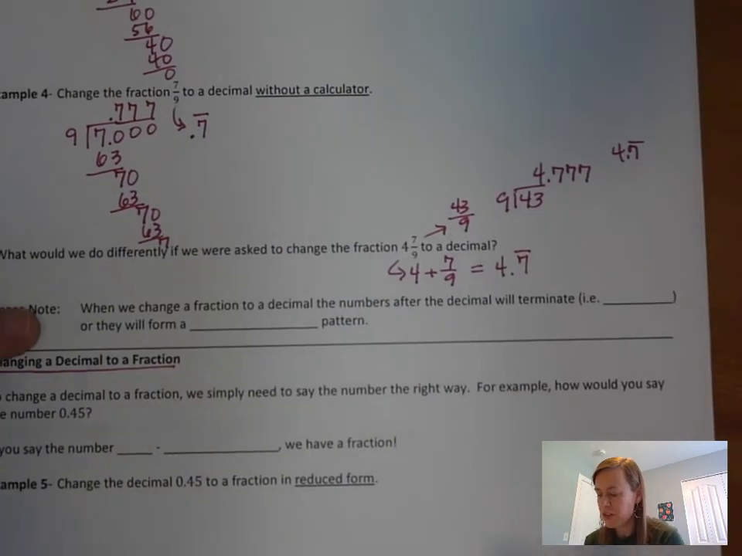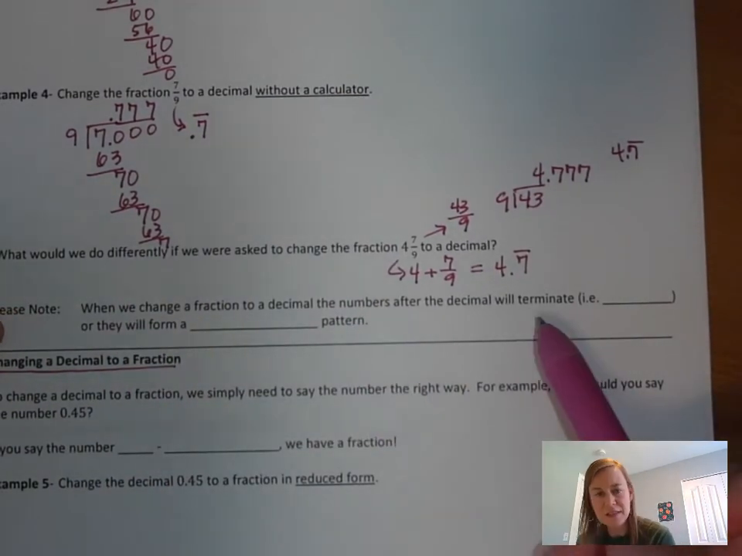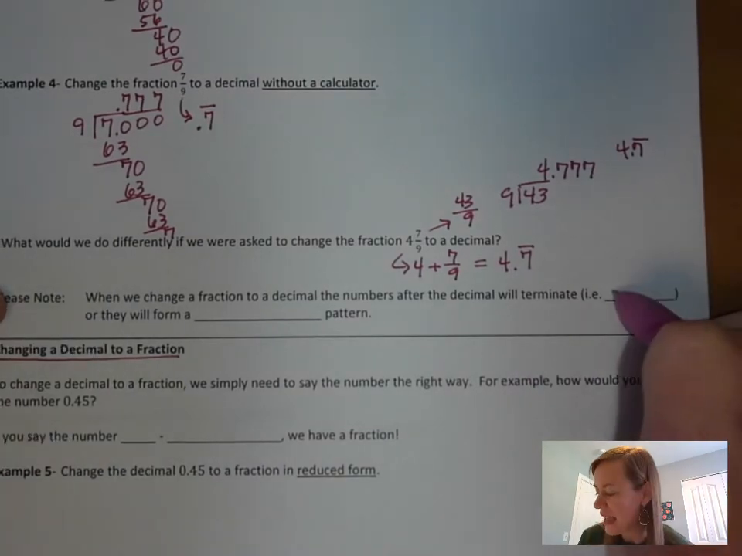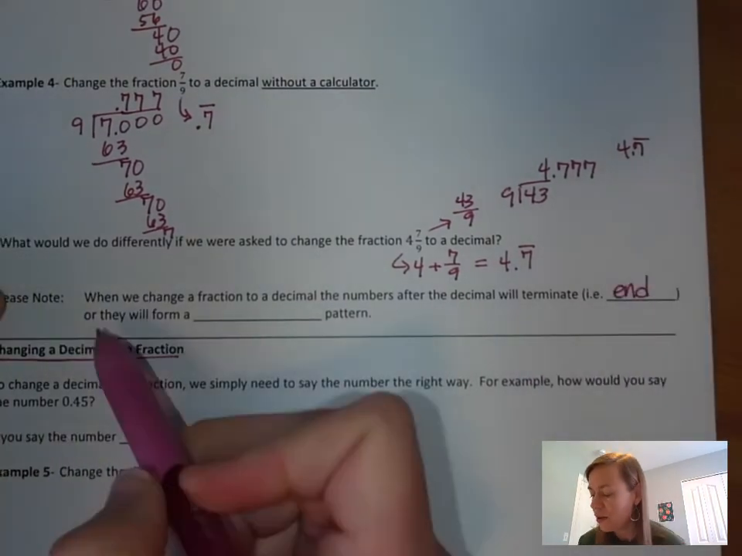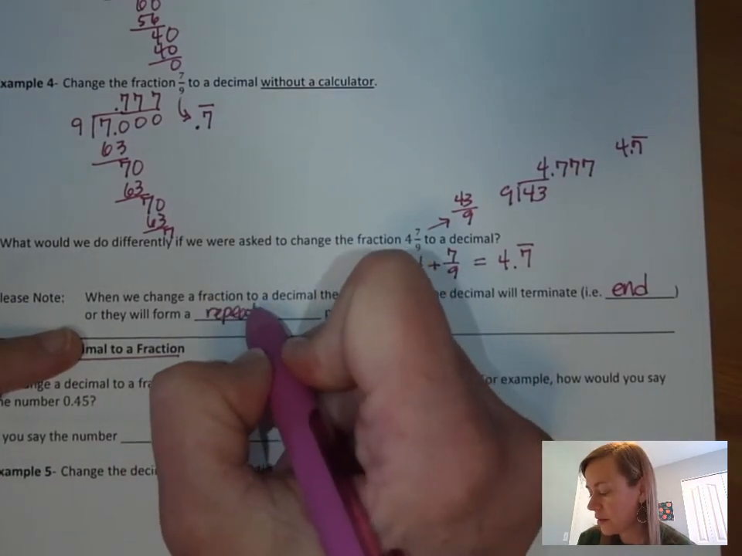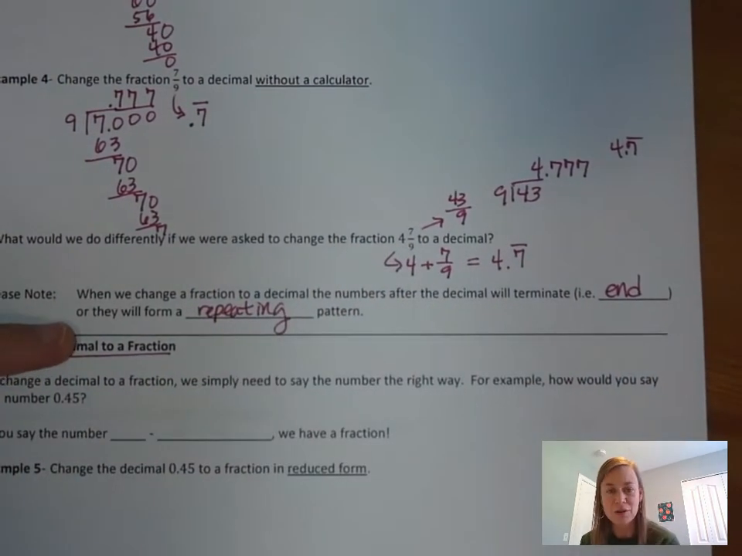Okay, please note, when we change a fraction to a decimal, the numbers after the decimal will terminate. What does that mean? Terminate means end. Or they will form a repeating pattern. Either way, it's a rational number. The only way it's irrational is if it never repeats and never ends.